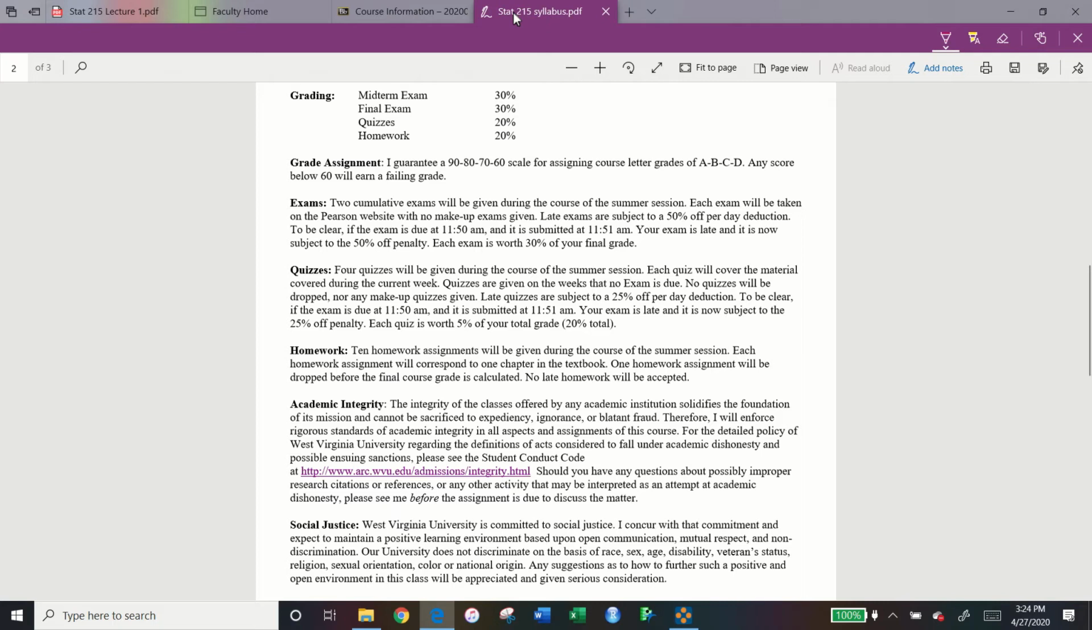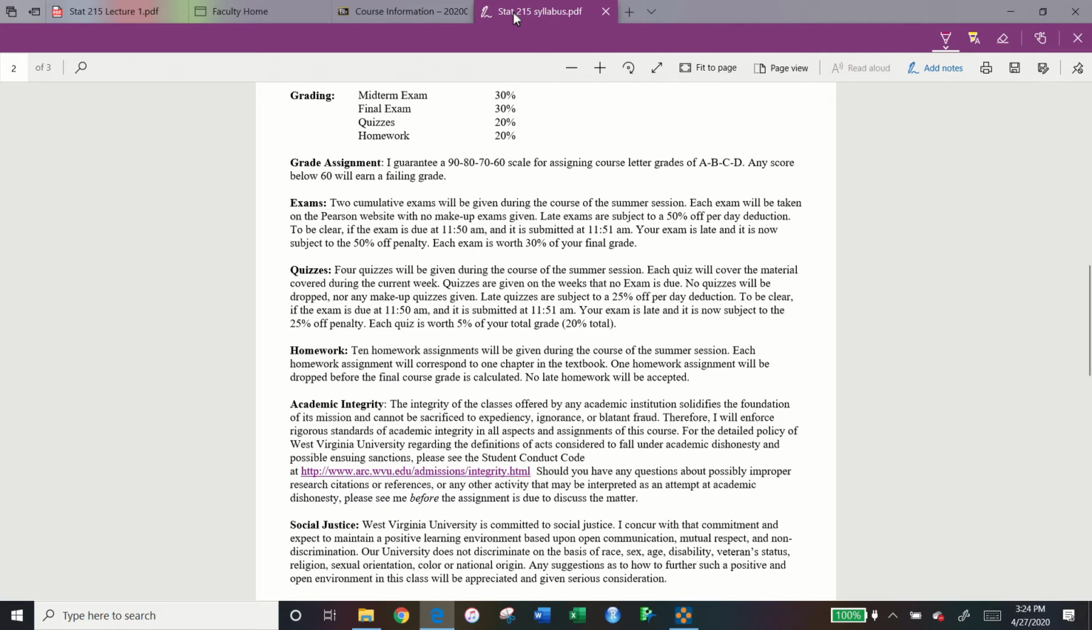To go into a little bit more detail, for your exams, there are 2 cumulative exams that are given over the course of the semester. Each exam will be taken on the Pearson website, and no makeup exams are given. Late exams are subject to a 50% off per day deduction. And to be clear, if the exam is due at 11:50 a.m. and you submit it at 11:51, it is late and it is subject to the 50% off penalty.